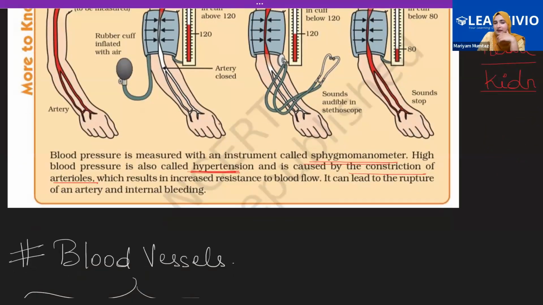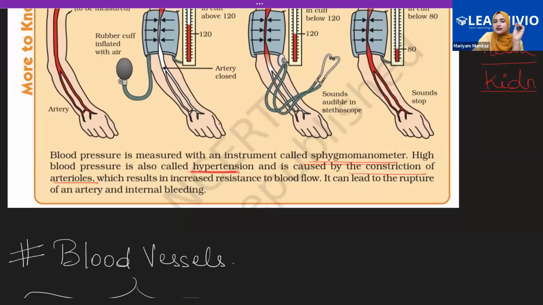So blood pressure is measured with this instrument. I think all of you, when you went to the doctor, might have had this done, right? You people have had your BP checked. So this is the manual machine that they utilize, and that is called the sphygmomanometer. This is the name of this particular machine. Now, when the blood pressure is persistently high, you call that case hypertension.